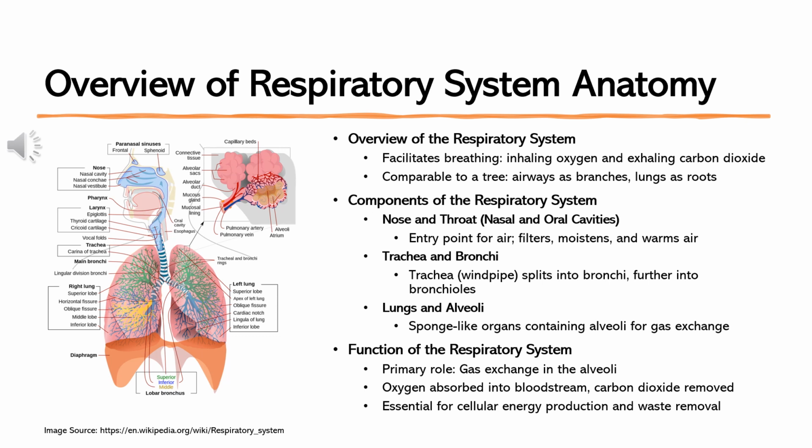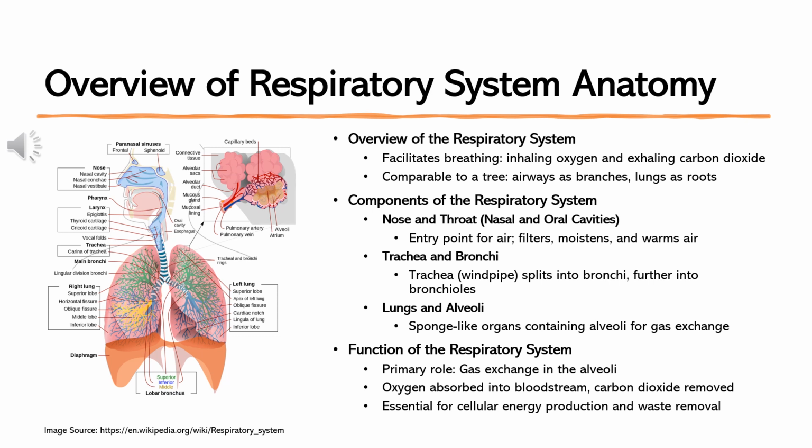This system is essential for breathing, which is a process vital for life. So let's break down its components and functions in an easy to understand manner. The respiratory system is a complex network that facilitates breathing. Breathing involves inhaling oxygen and exhaling carbon dioxide, which is a waste product of our body's metabolism. Think of the respiratory system as a tree. The airways, including the nose, throat, and bronchi, are like branches that transport air to and from the lungs, which are like the roots where the exchange of gases happens.